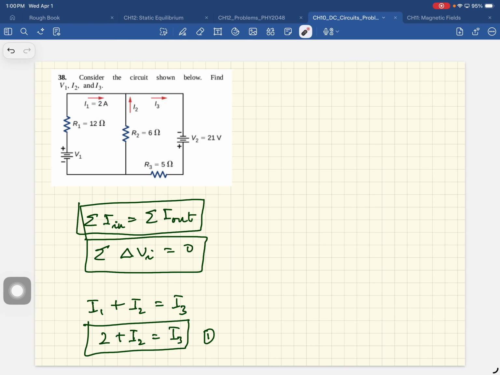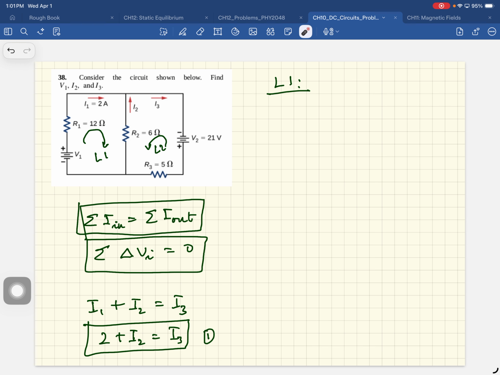What we're going to do is apply the loop rule to a loop. How many loops are there in this circuit? Three: 1, 2, 3. And you can pick any 2 of those 3. So I'll pick this as loop 1 and this as loop 2, and we'll go in the opposite direction just for giggles. Loop 1, loop 2. And we're going to apply this rule.